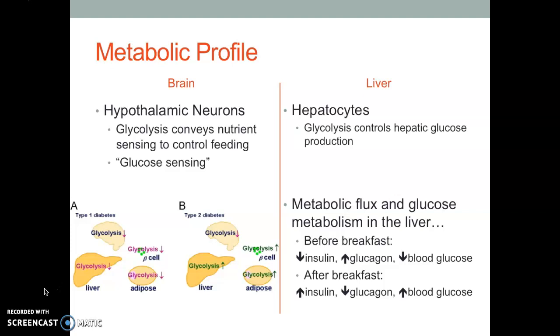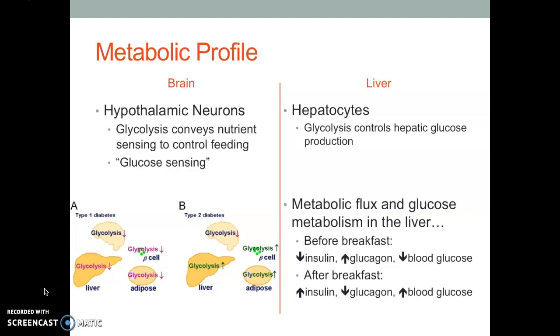before breakfast, a patient is going to be low in insulin, high in glucagon, and low in blood glucose. But if we're comparing this to our patient, she's going to have decreased insulin because she's restricting. She's going to have high glucagon levels, but she's actually hyperglycemic. The hyperglycemia should be suppressing the glucagon levels in a non-diabetic.